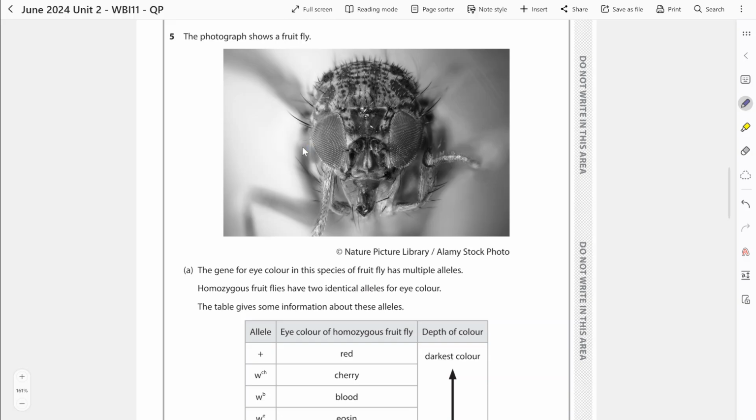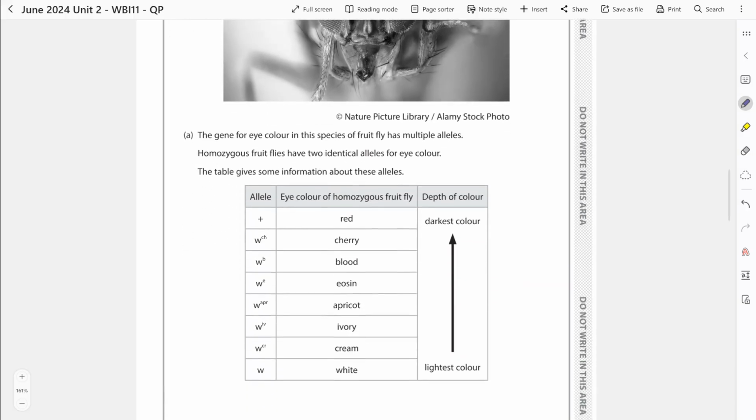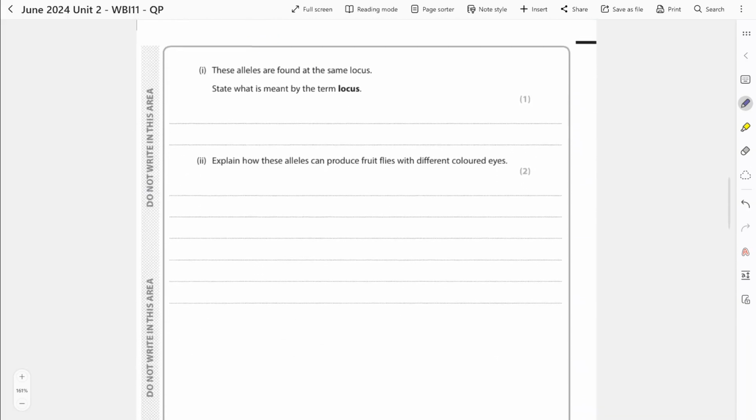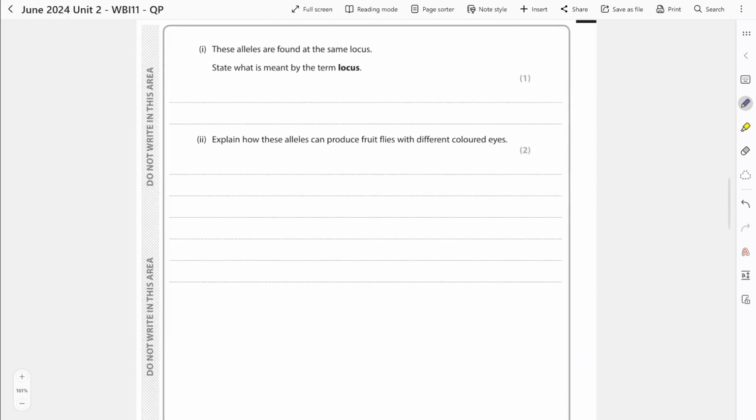All right, question 5. The photograph shows a fruit fly. The gene for eye color in this species of fruit fly has multiple alleles. Homozygous fruit flies have 2 identical alleles for eye color. The table gives some information about these alleles. So you can see the different alleles there. These alleles are found in the same locus. State what is meant by the term locus.